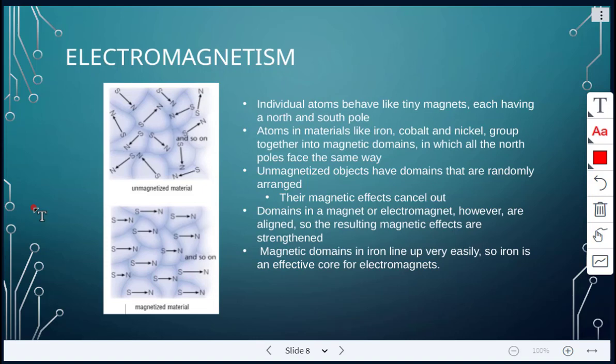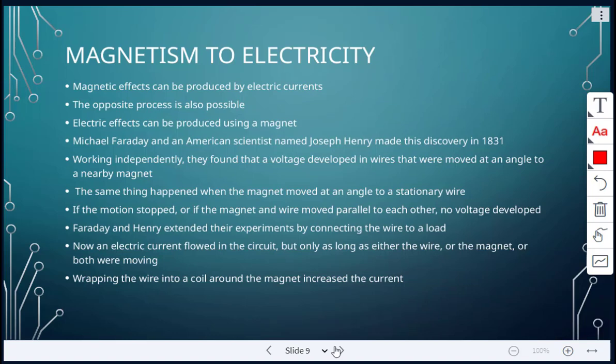If we look at iron, the magnetic domains in iron line up very easily. That's why iron is an effective core for these electromagnets. All right, so that was electricity to magnetism. Next, we're looking at magnetism to electricity.